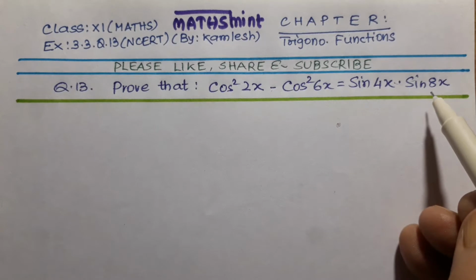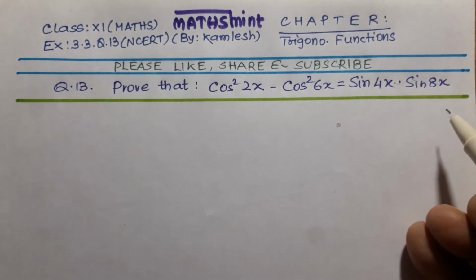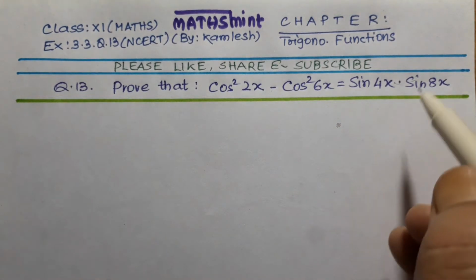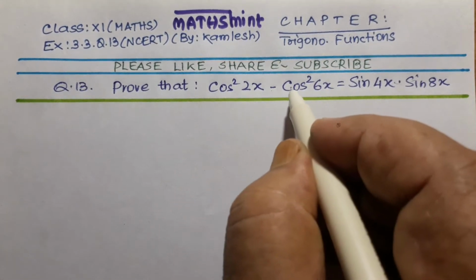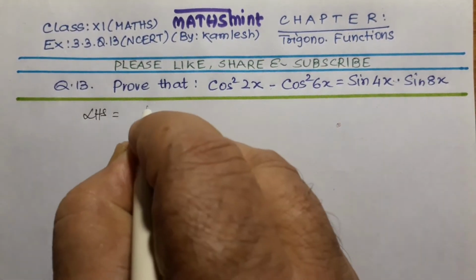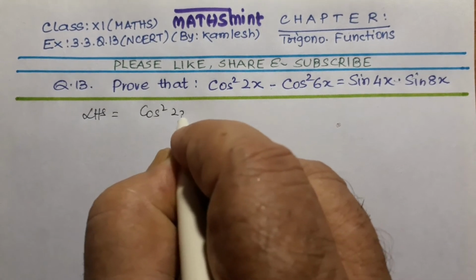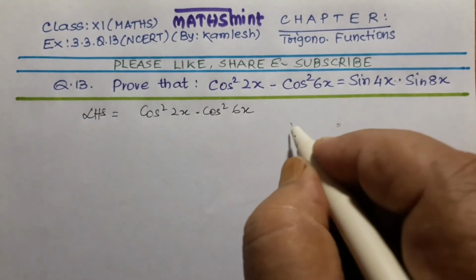Question 13 is: prove that cos square 2x minus cos square 6x equals sin 4x into sin 8x. This question is also on the same pattern as question 12, which we solved in the last video. So we shall see in the LHS that LHS is equal to cos square 2x minus cos square 6x.